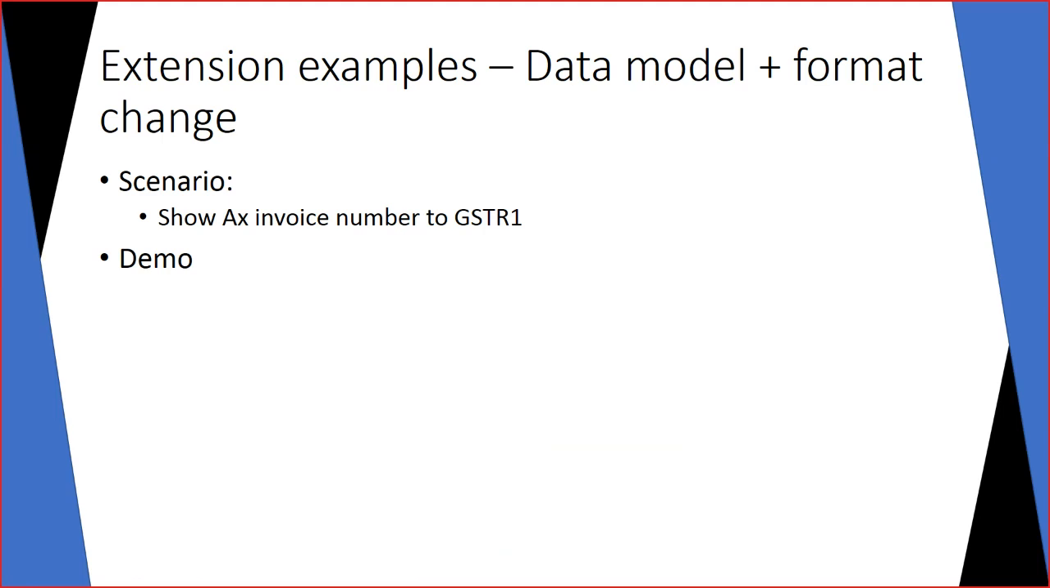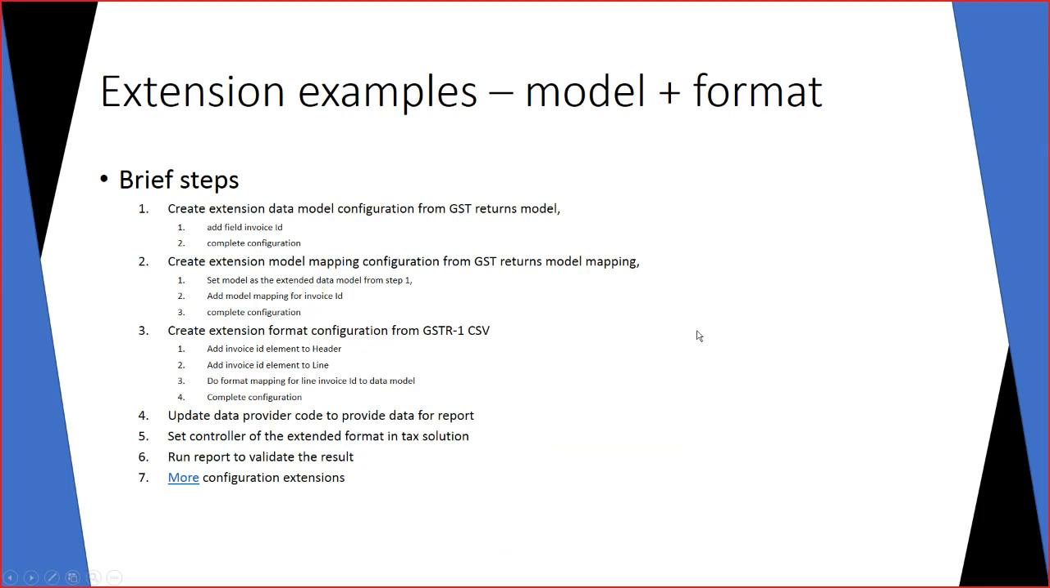Currently, with the Microsoft-provided configuration, we only show the GST transaction ID, the number sequence, on the report, while customers would like to see the invoice number generated by AX in the GSTR report as well. So what do we need to do to support this? Again, I have brief steps here, but we're going to go to the system and show how to make this happen.